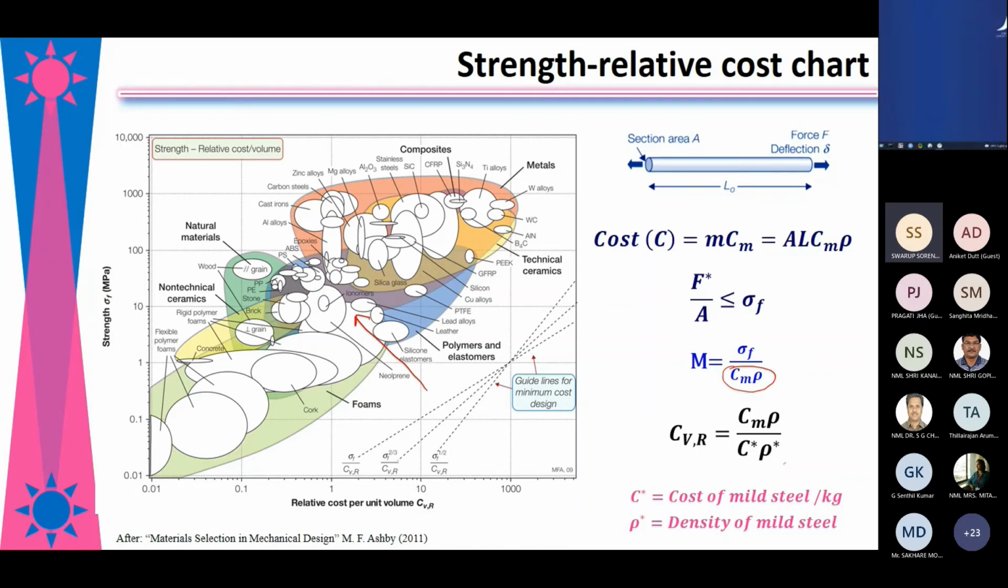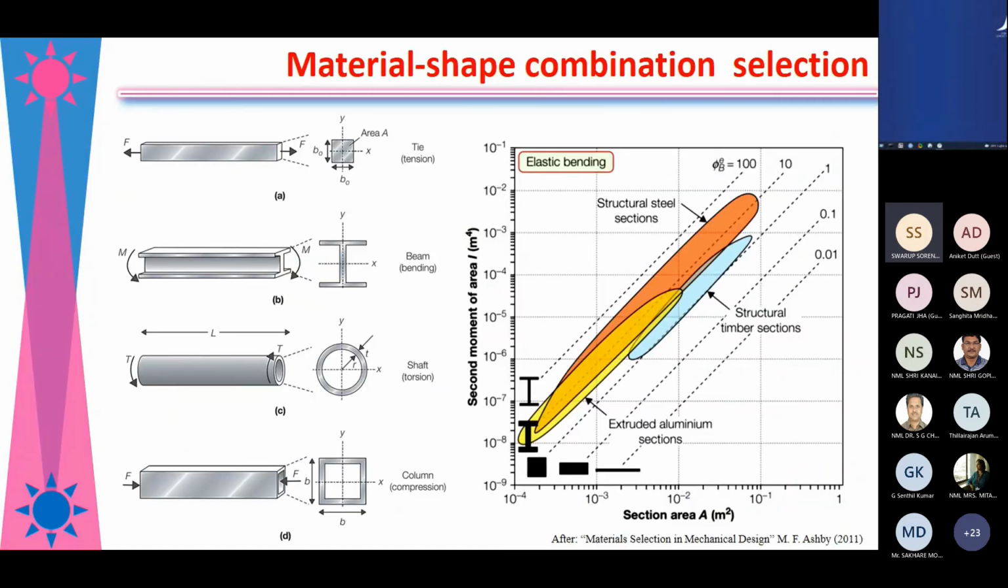Now I go to material and shape combination selection. Here I just want to let you know that different shapes will have different second moments of area about a given axis, for example, for a given section area. In this case, what we define is a value, phi, which we call the shape factor. For example, if the shape factor is high, then your material will be very good in bending. Okay, like that.